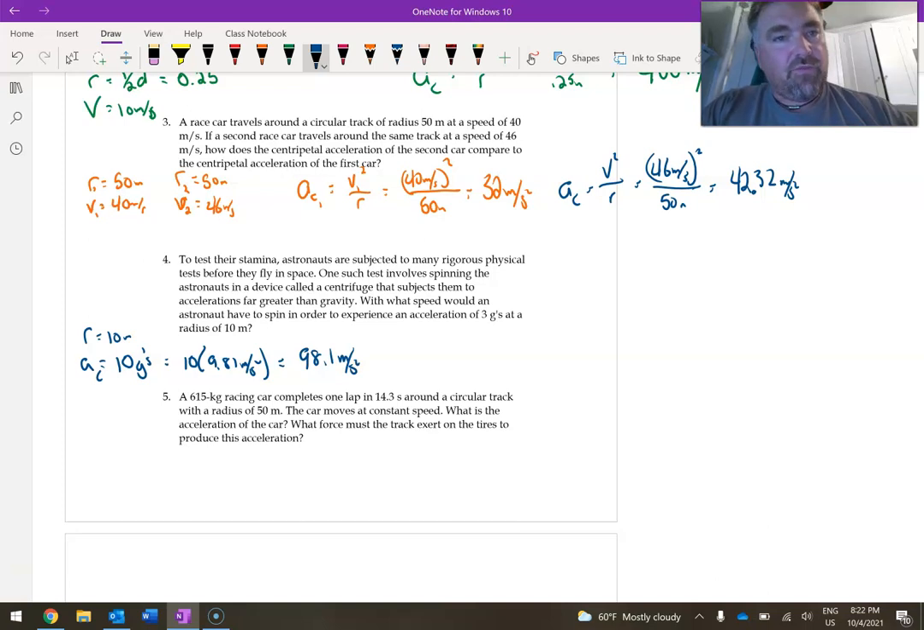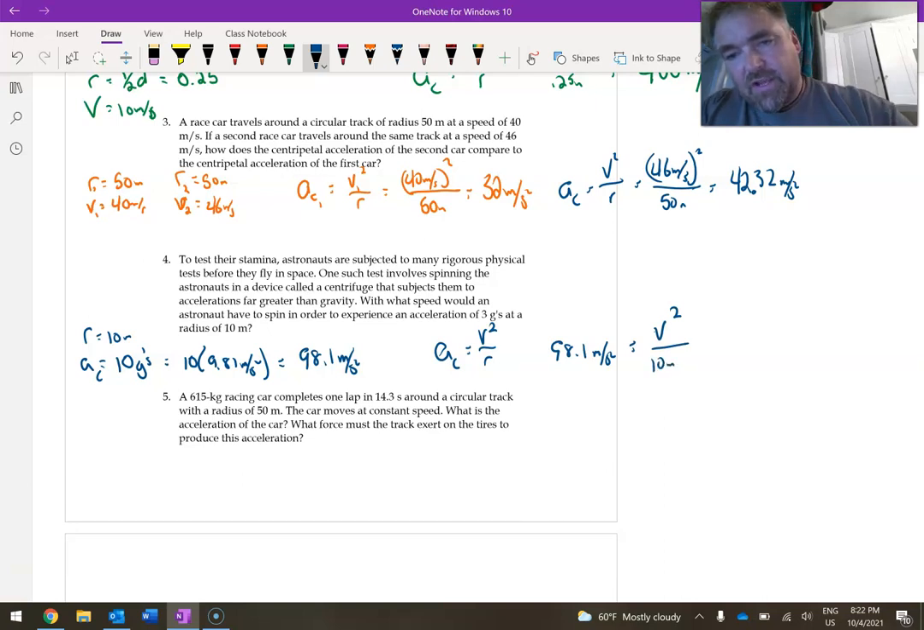So now I need to go find the speed. Equation-wise, centripetal acceleration is v squared over r. Our centripetal acceleration was 98.1 meters per second squared. I'm looking for my speed, so that's what I'm hunting for. And my r is 10 meters. On a cross multiply, that gives me 981 is equal to v squared. Take the square root, and I find that v is equal to 17.16 meters per second.